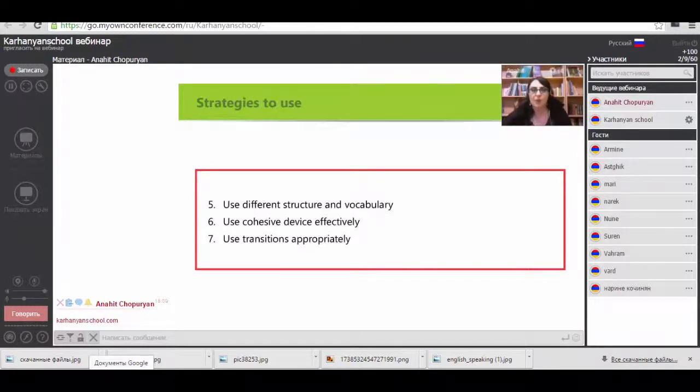Yes, so use them properly, because the listener always wants to know what our next step is and to follow our steps. So these cohesive devices and, of course, transitional words can help your speaker to stay within your topic and not to go far, not to be distracted from the topic you are speaking about.